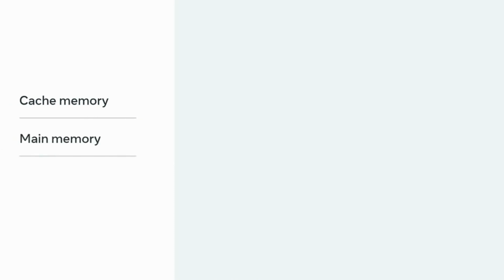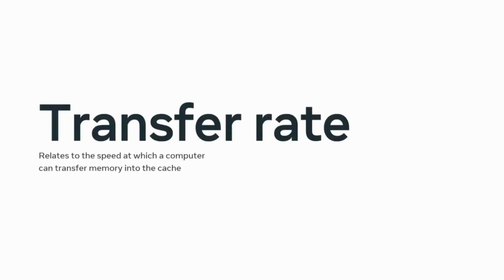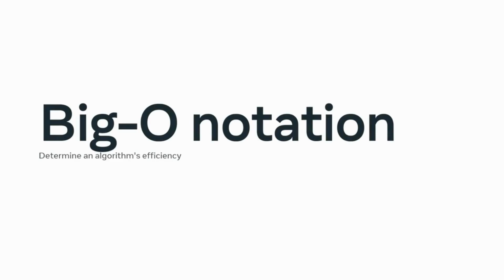You should know by now the various layers of memory and should be able to describe the differences. You learned about the transfer rate, or the speed at which a computer can transfer memory into the cache for processing. You then moved on to time complexity, where you learned how to evaluate time efficiency, or gauge performance by the time taken to complete a task. You discovered Big O notation, which is a metric for determining an algorithm's efficiency.